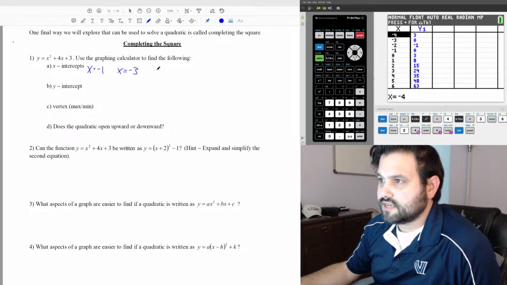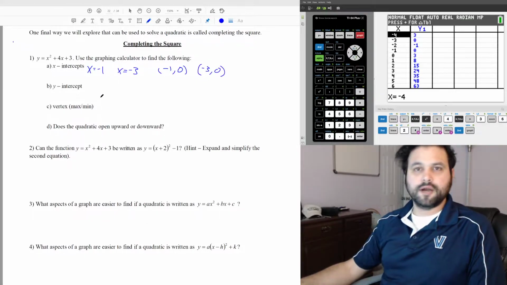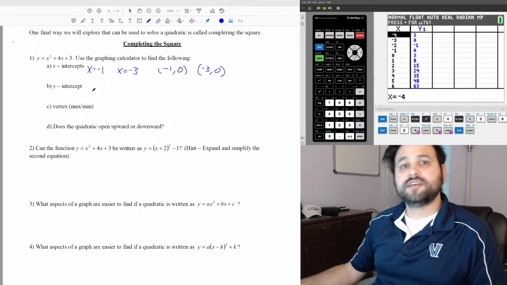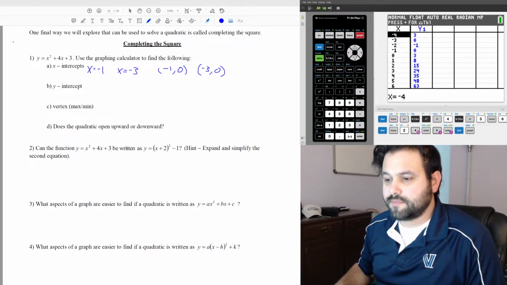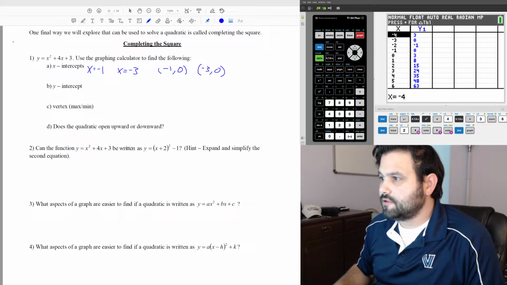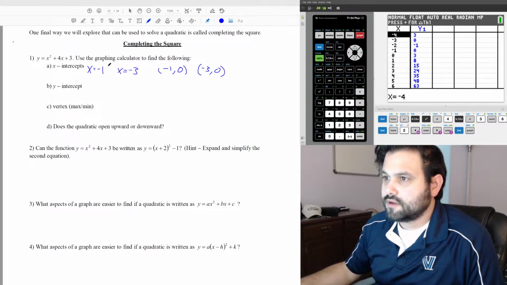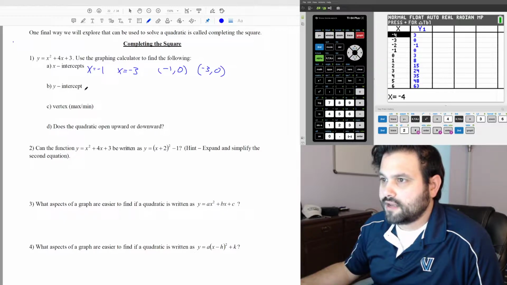We can write these as coordinate pairs as well. And there we go. The y-intercept is when x is 0. So if I look back at this table, when x is 0, y is 3. So our y-intercept is y equals 3, or 0, 3.